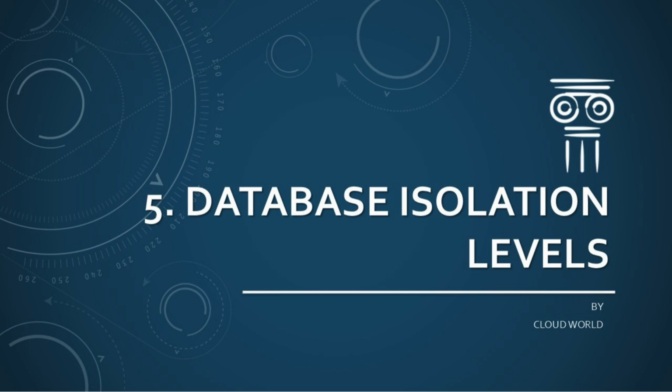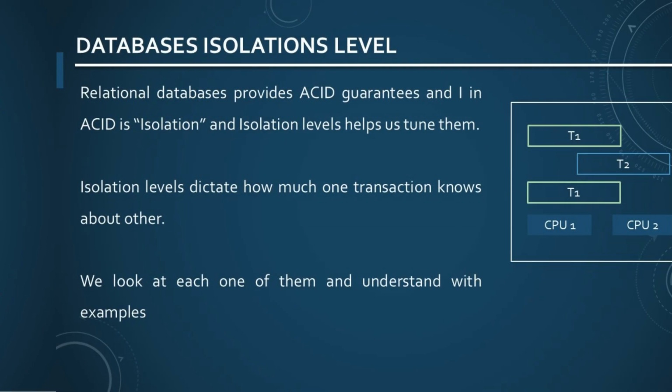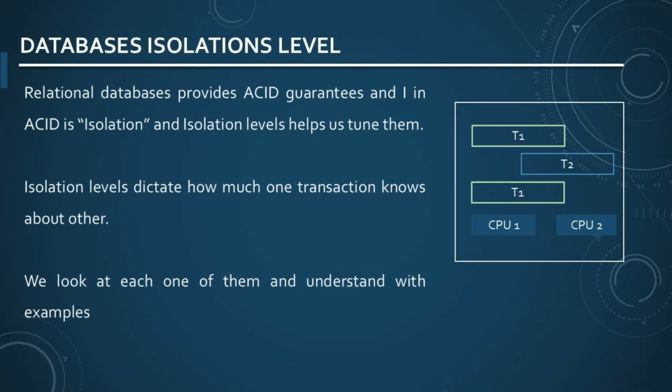So we all know relational databases provide ACID guarantees. But what is I in ACID? I in ACID stands for isolation. Now, what do we mean when we say that the database gives you isolation? Just to clear things up, when a database says we provide isolation, it's isolation between transactions.